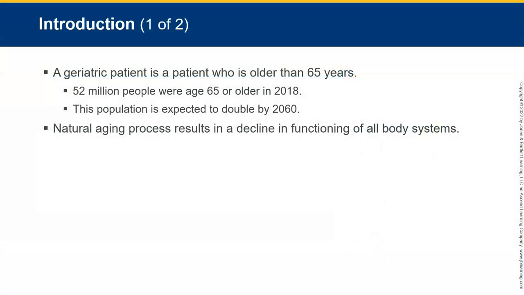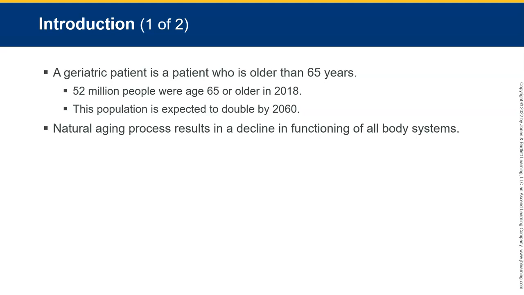So, a geriatric patient is someone who is older than 65 years old. The geriatric population in the United States is going to be the fastest growing segment of society. The Census Bureau says 16% of the U.S. population, or about 52 million people, were 65 or older in 2018. By the year 2060, this population is expected to double. So, we have to get used to running more and more of these geriatric calls.